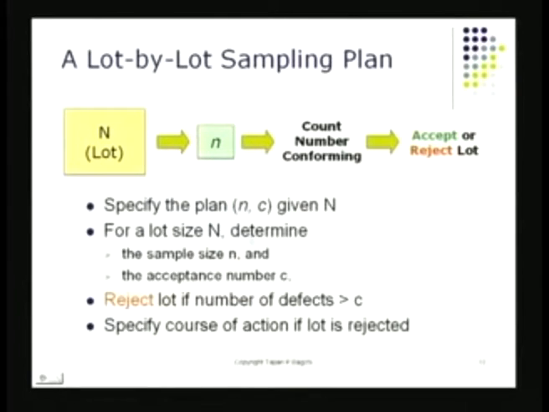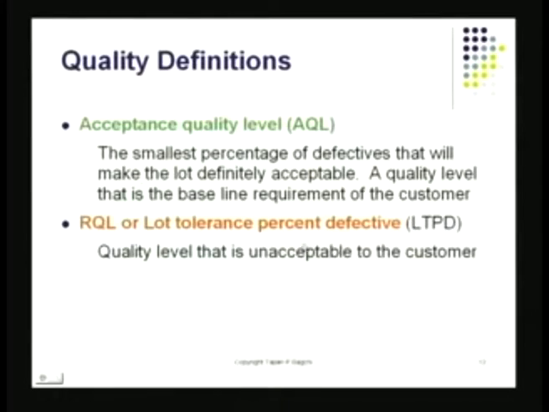Specify the plan. For a lot of size N, find little n, which is the size of your sample. Find the acceptance number or the control number, which is C. Do 100% inspection of the sample and reject this full lot if the number of defects found in the sample exceeds C. Otherwise, accept the lot. This is the process that will be repeated over and over every time a lot of size N is submitted.